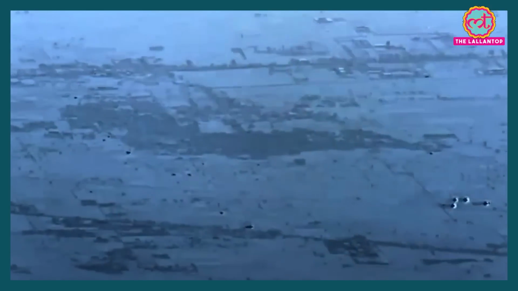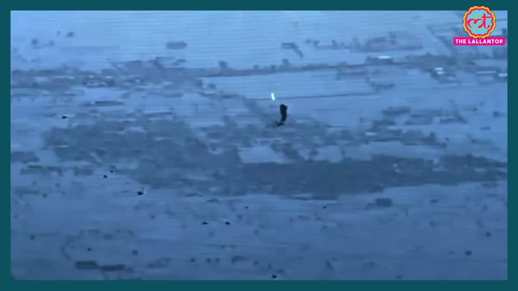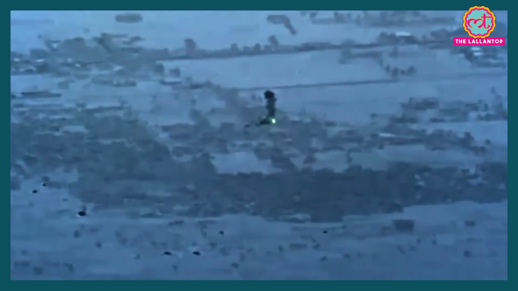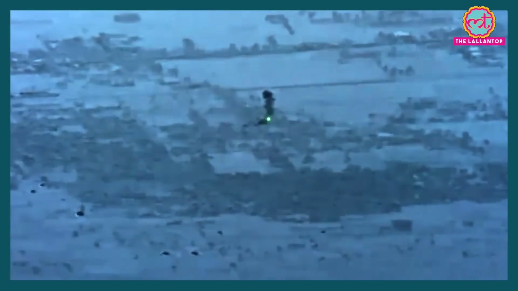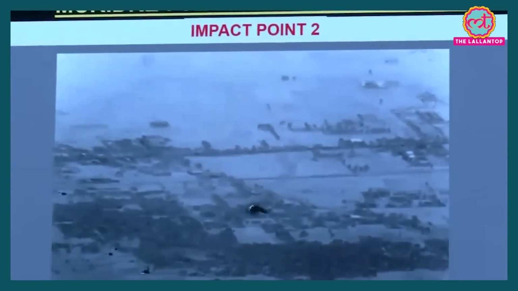If you relate, the empty ground is here, and you see this is the first weapon that is impacting. This is the impact point number 1 on Muridke training camp with our precision guided weapons on early morning 7th. Next, please. Keep your eyes glued for the second weapon coming in and the second impact on the selected target point.